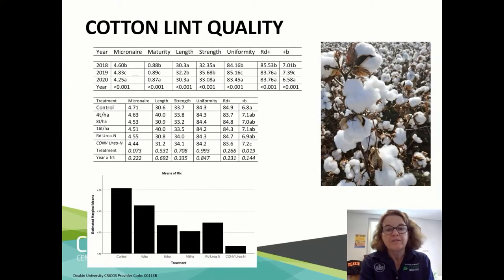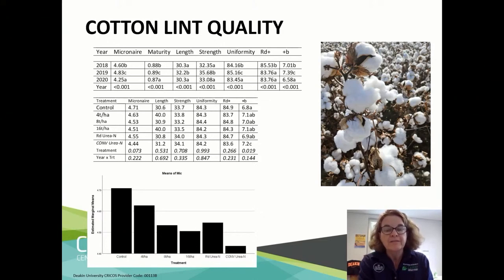Cotton lint quality is also an important parameter for cotton farmers, because they get paid depending on the quality of the cotton being within certain ranges. There was no difference in cotton quality between treatments, but there were differences between years, which indicates that it's caused by seasonal differences or irrigation. However, the bottom chart does show some almost significance according to treatment in micronaire, which is one of the important quality parameters.